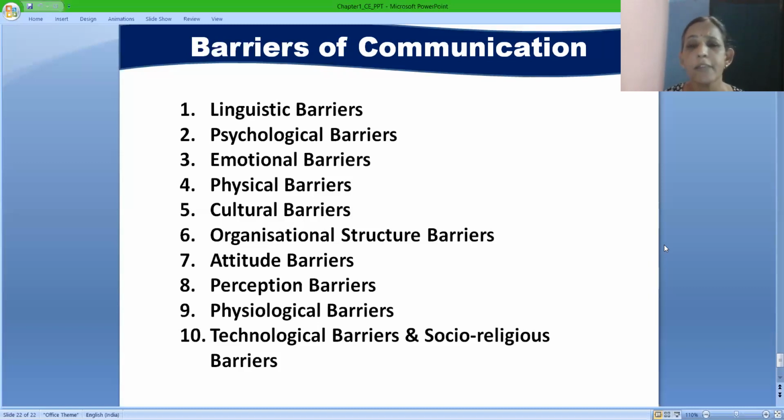The first one is the linguistic barrier. If I am using a language which is not known to you, then it creates a linguistic barrier. My mind is engrossed in something and I'm speaking, but my flow of thought is not connecting to the audience. There is a disconnect between my thoughts.